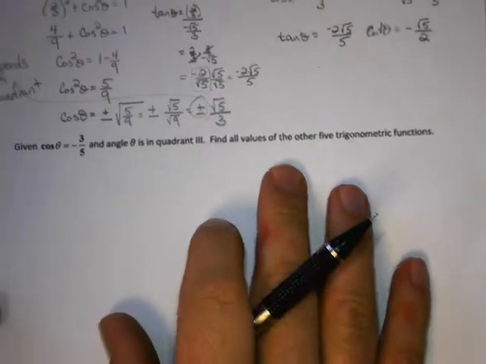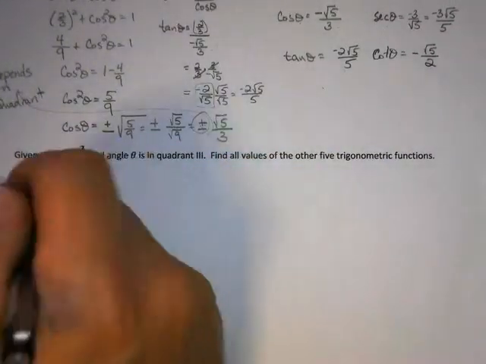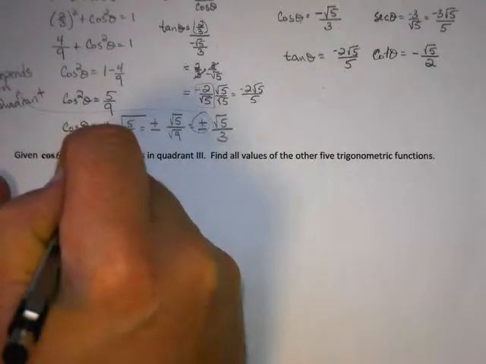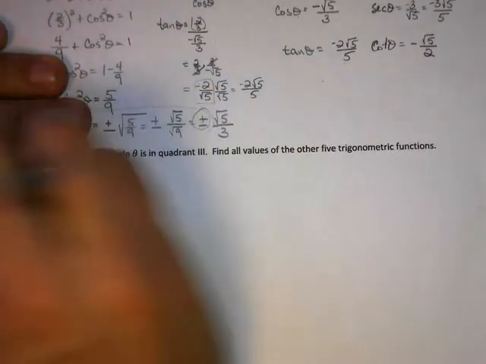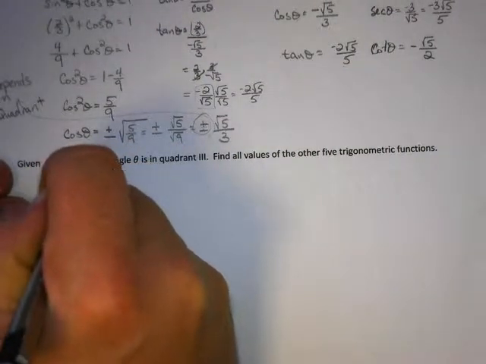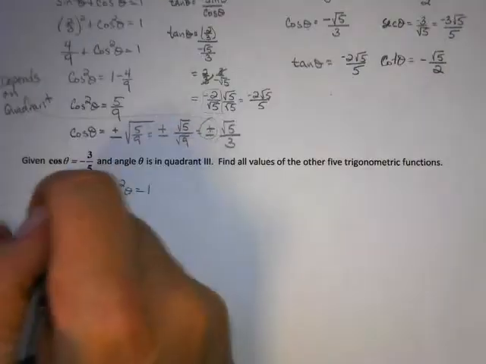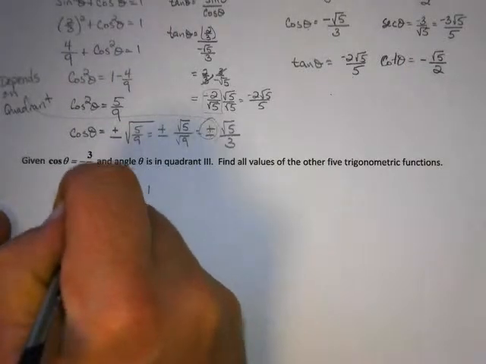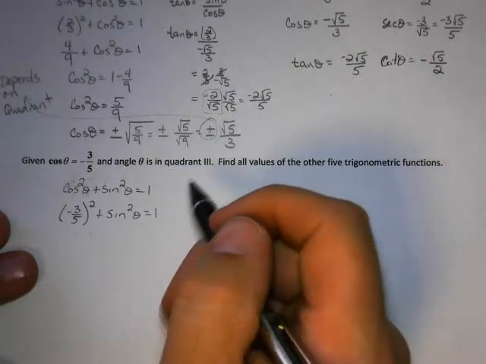Now let's do one more. So again, if we're saying x squared plus y squared equals our unit circle, from that we can get the Pythagorean identity, where our x is going to be cosine theta, so it's cosine squared theta plus sine squared theta equals 1. Cosine's negative 3/5 squared plus sine squared theta equals 1. So I can solve this for sine theta.